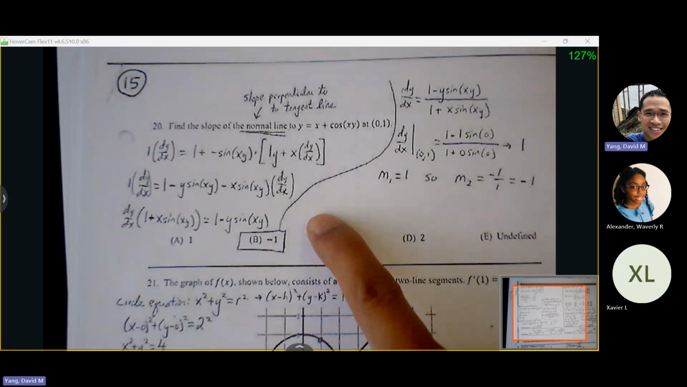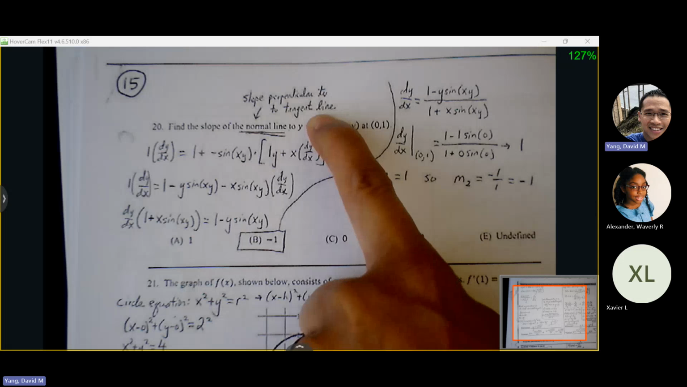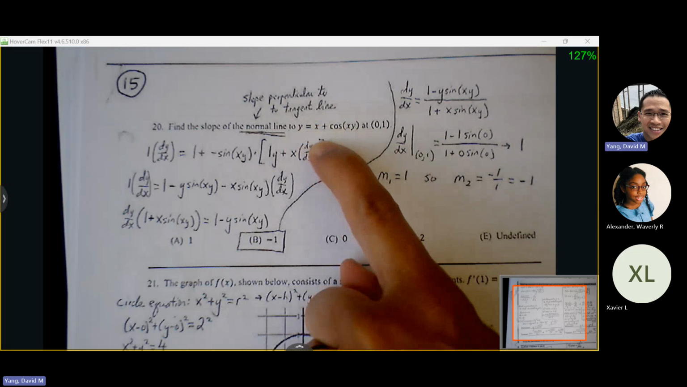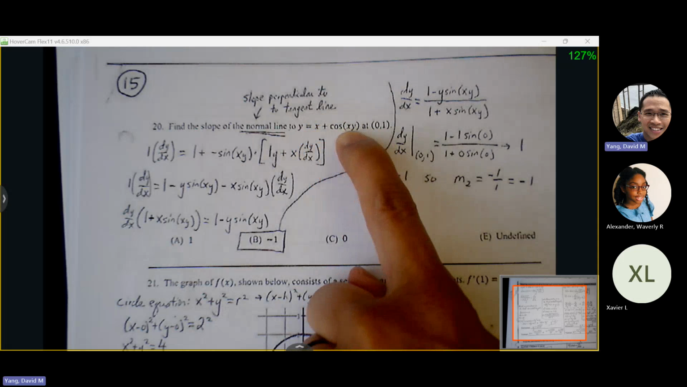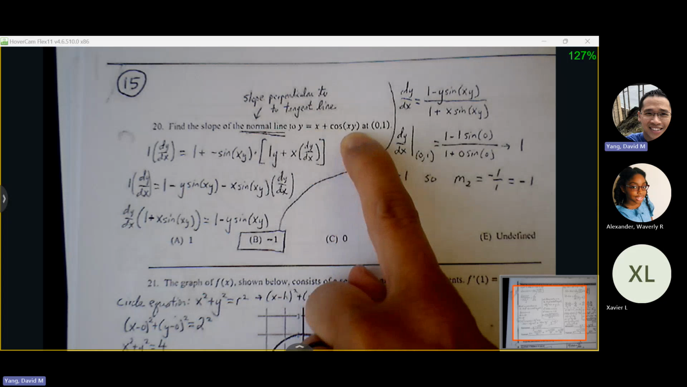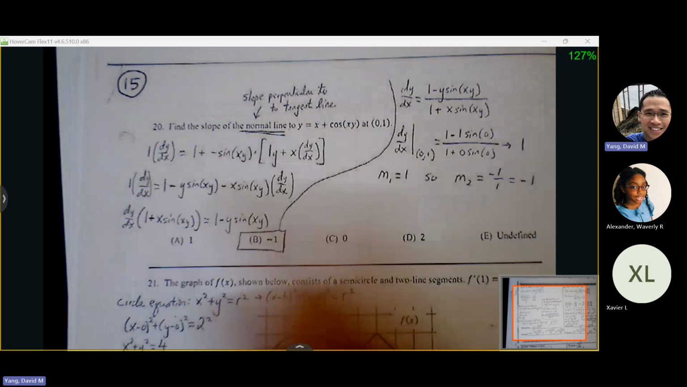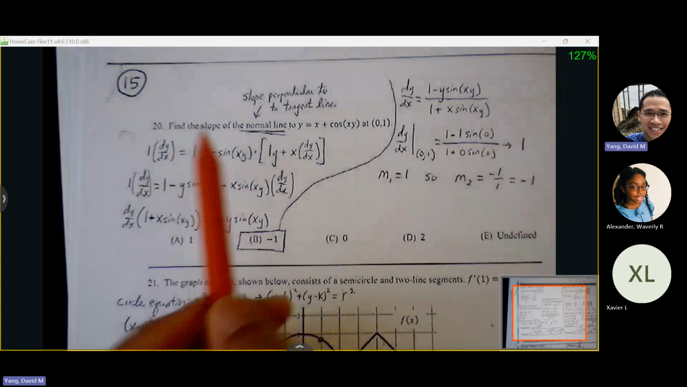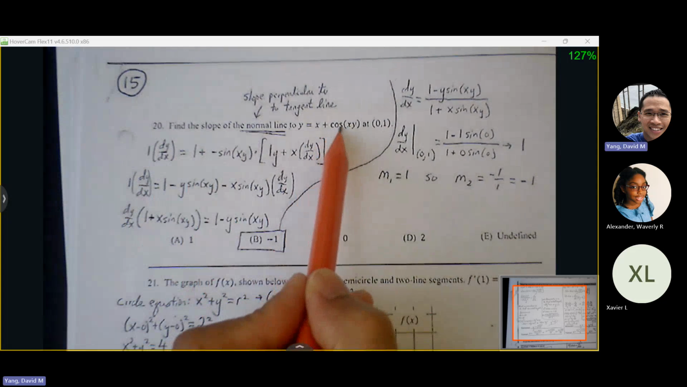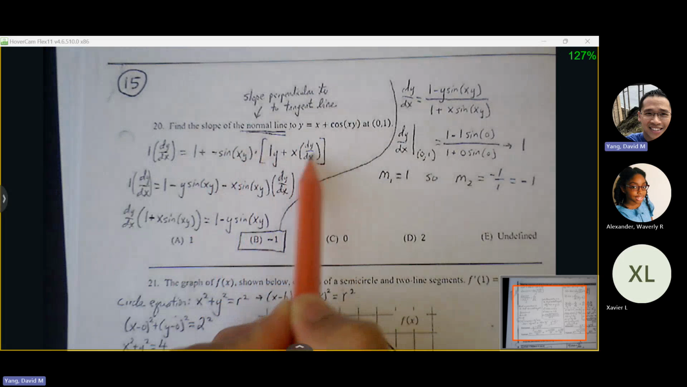This one here. Okay, find the slope of the normal line. So normal line means a slope that is perpendicular to the tangent line. So I know I have to go through implicit. And there's also a little bit of chain here. So y becomes 1 dy dx. X becomes 1. And then cosine of u becomes negative sine of u times u prime.